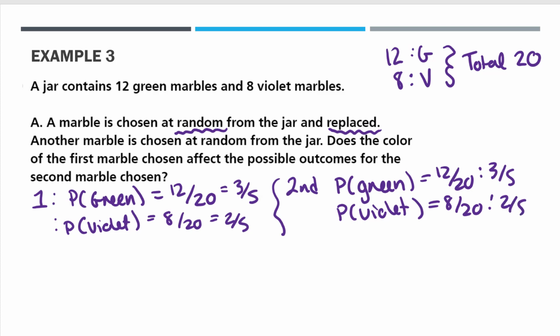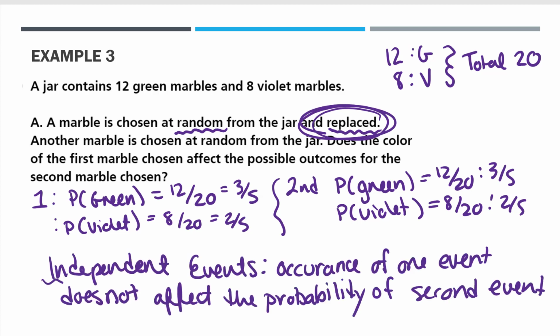So the key here is that these are independent events, but the reason that they're independent is because of the replacement. So for independent events, the occurrence of one event does not affect the probability of the second event.